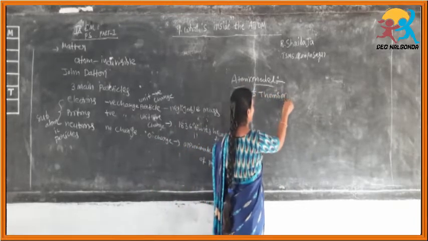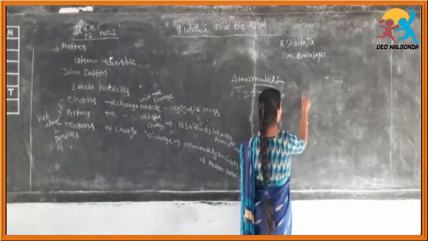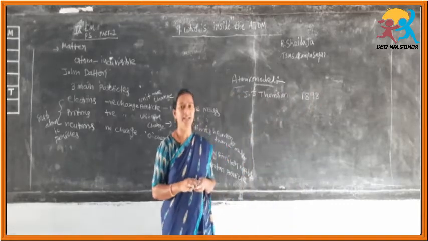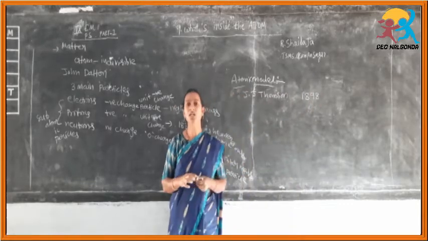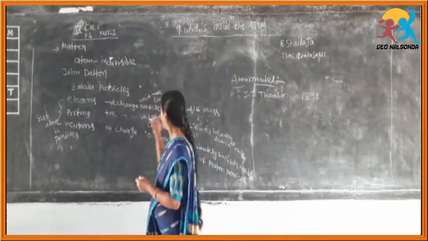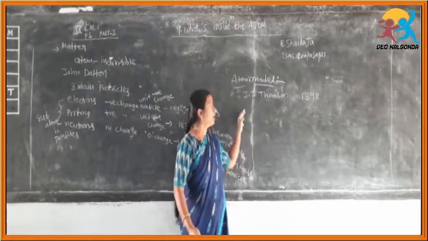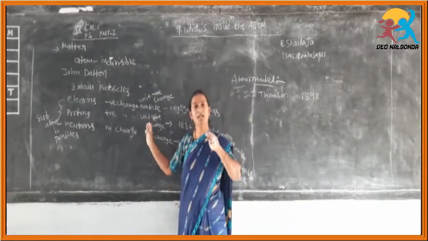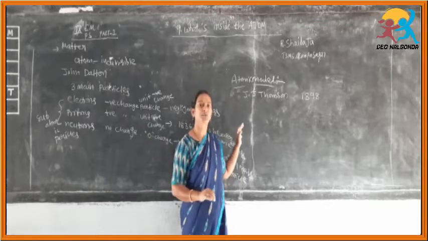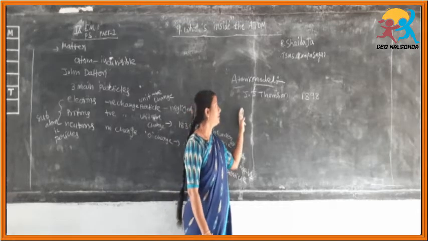Okay, the first atomic model was proposed by J.J. Thomson in 1898. At the time of the J.J. Thomson atomic model, the neutron had not been discovered. Only two particles were known: electrons and protons. The question was where these two particles are located in the atom, and that was proposed in the first atomic model, the J.J. Thomson atomic model.